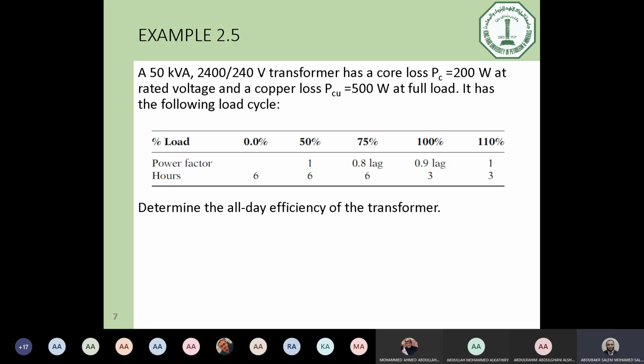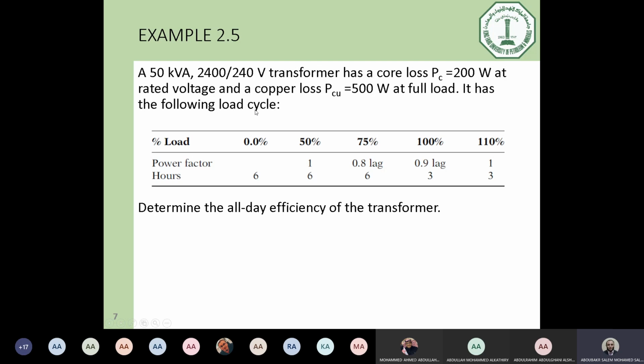Here is another example about the energy efficiency. As you can see, this is a distribution transformer. We have 50 kVA transformer, 2400/240 volt, has a core loss of 200 watts at rated voltage. So this means this value will be constant. And copper loss equals 500 watt at full load. So this is considered also as the short circuit or full load power loss or copper loss.